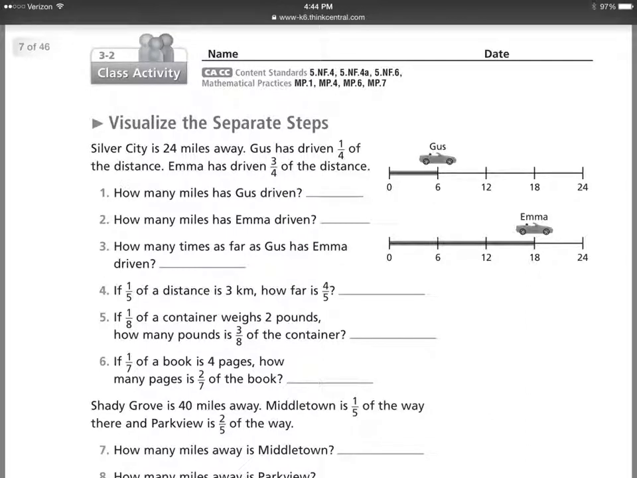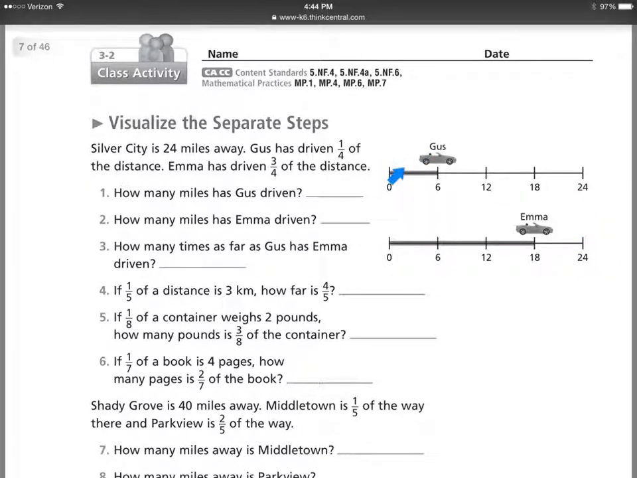Now turn to page 71 of your workbook. Make sure you're looking at the same page, 3-2. Read the question in your head as I read it out loud to you. Silver City is 24 miles away. Gus has driven 1/4 of the distance. Emma has driven 3/4 of the distance. Question number 1 says, how many miles has Gus driven? We have two number lines over here, identical, both going from 0 to 24, representing the 24 miles away that they must drive.